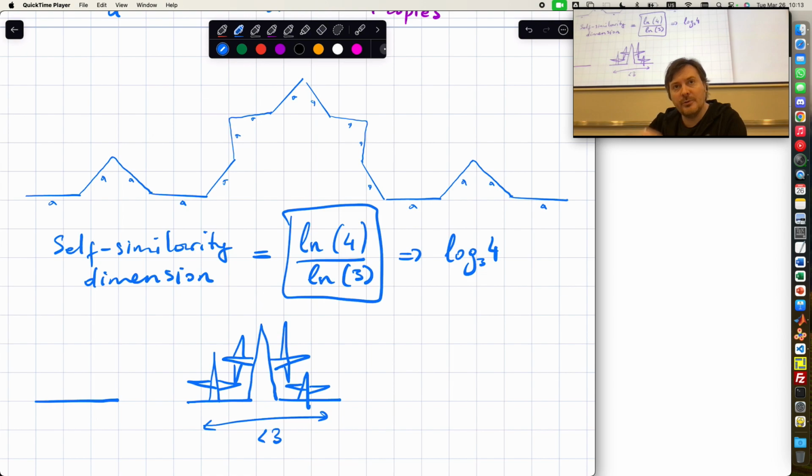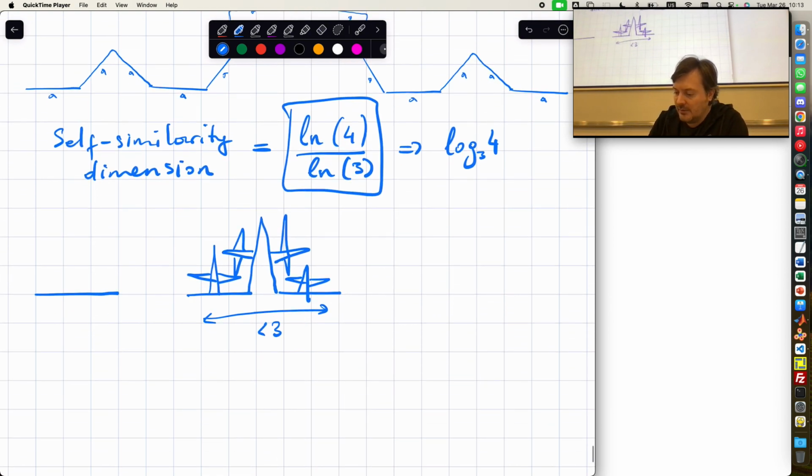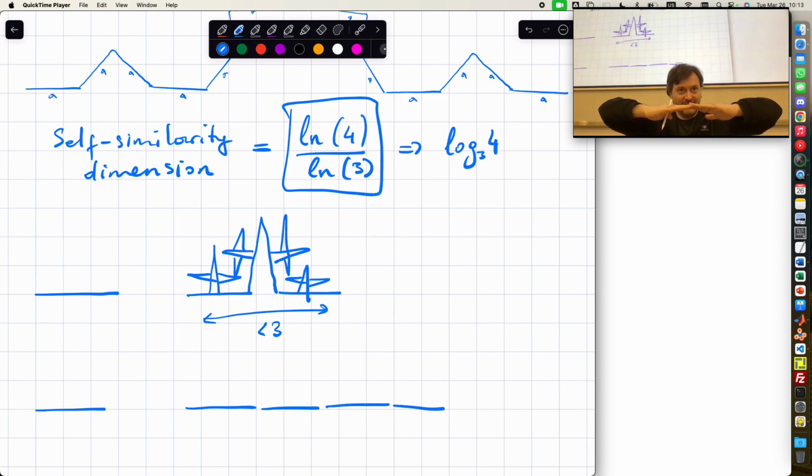We can also go to the other extreme and just make 4 copies of the same thing. Not make it a triangle, but make it like this. Then 4 copies, scaling is 4, ln 4 over ln 4 is 1, right? Which is one dimension. No matter how many times you repeat this, it's one dimensional.